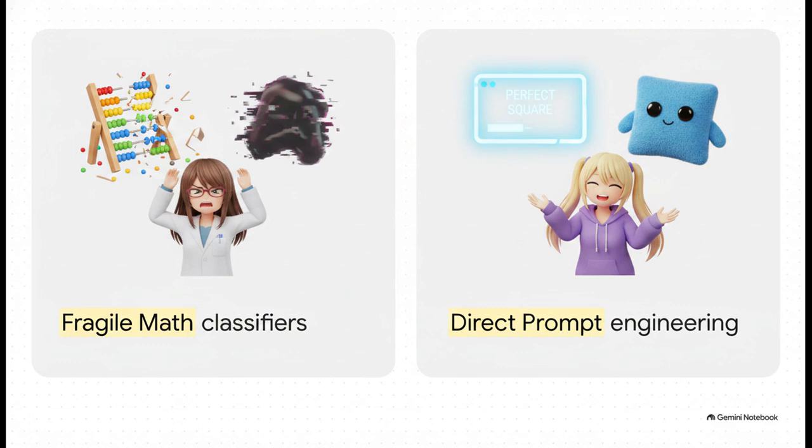Now, initially, there were attempts to solve this using fragile mathematical classifiers, checking standard deviations or image entropy to flag if an image was a logo, and then telling the AI, hey, do not render a person. But that misfired terribly on dark photos and pixelated CryptoPunks. It turned them into these weird, unrecognizable blobs.